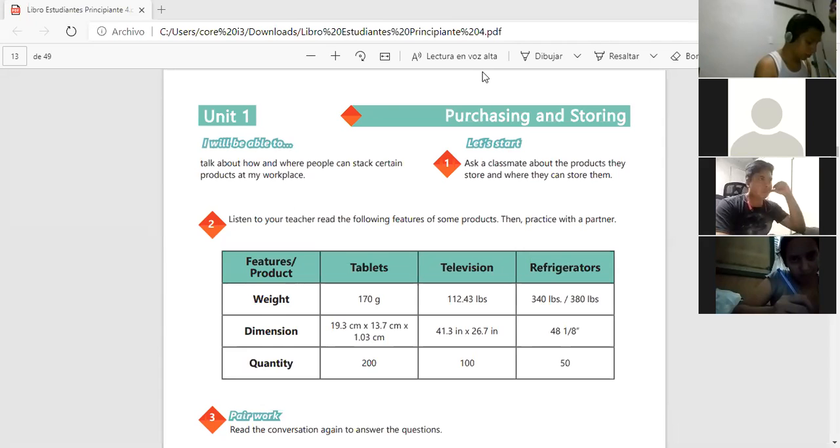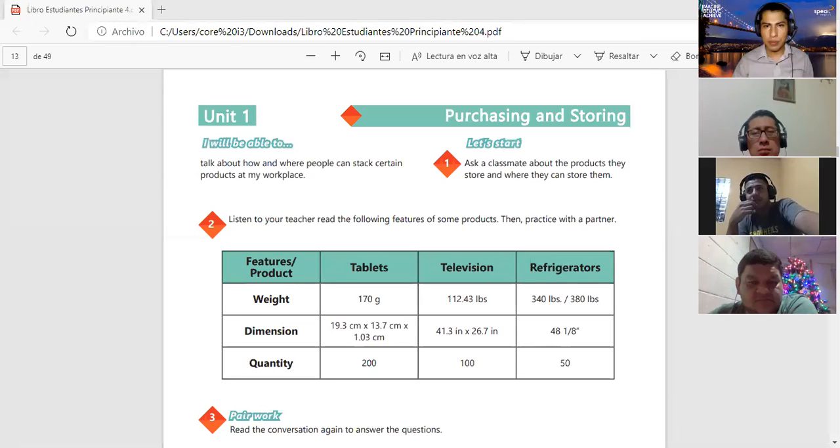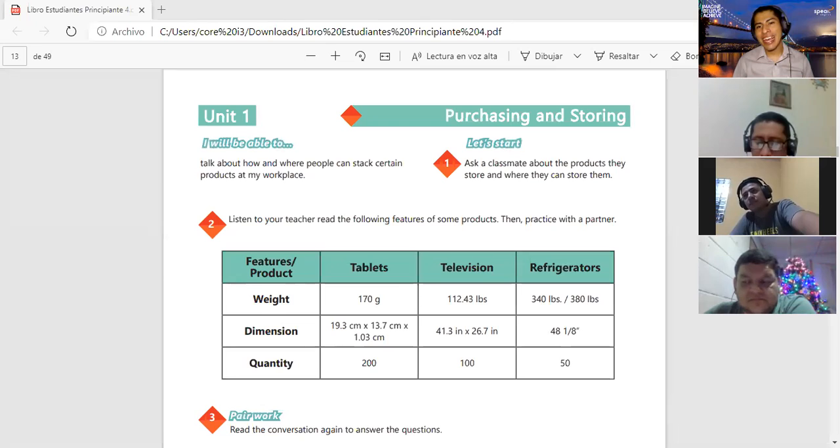Let's say that your company sells refrigerators. Where do they put the refrigerators? In my kitchen? No, that is in your house. I'm saying imagine that your company sells refrigerators. So where can you stock or where can you store refrigerators?